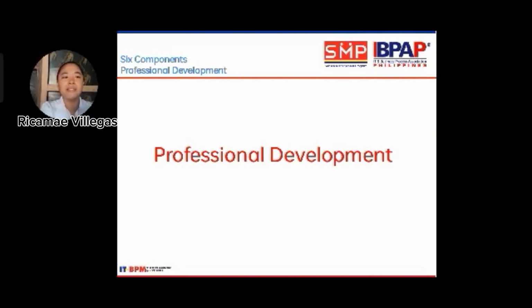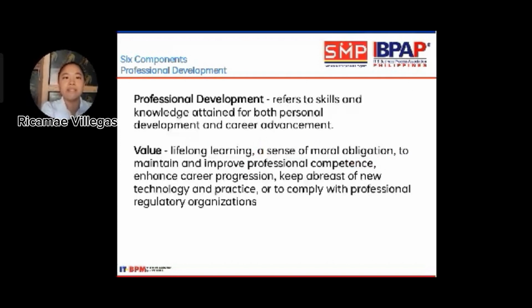Professional development refers to skills and knowledge attained for both personal development and career advancement. Value: lifelong learning. A sense of moral obligation to maintain and improve professional competence, enhance career progression, keep abreast of new technology and practice, or to comply with professional regulatory organizations.